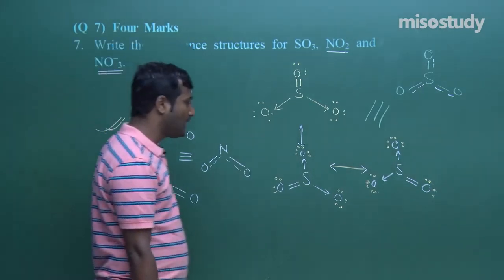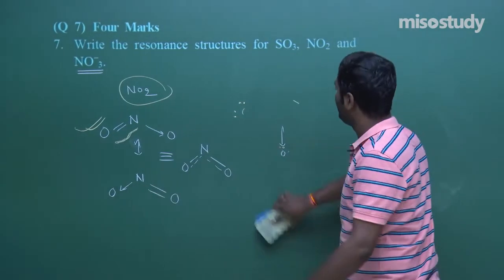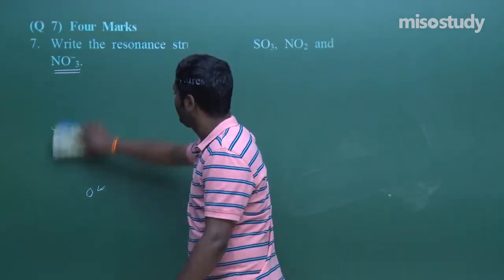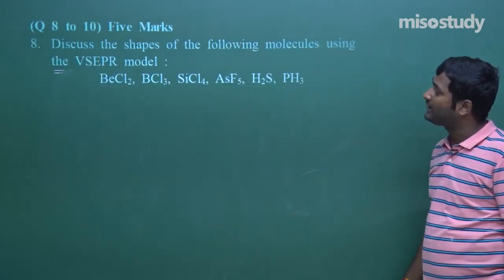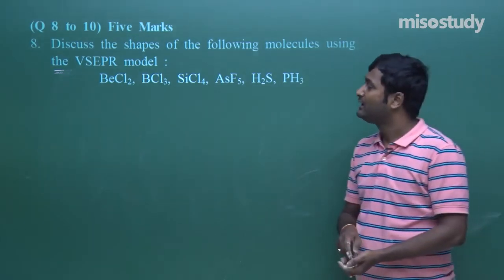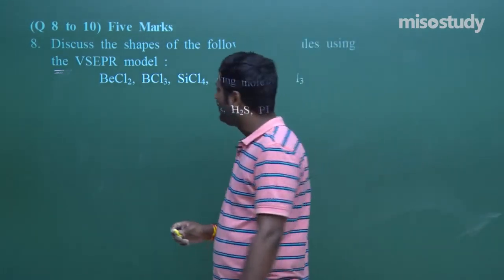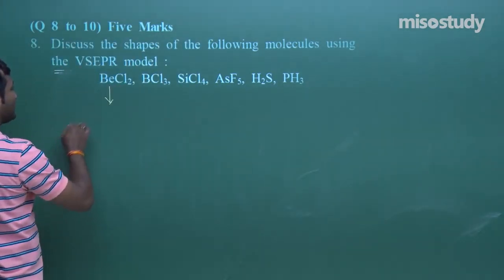So let's move to the next one. Next question. What is given here? Wait for a moment. The next question, my friend, look at it. Discuss the shape of the following molecule using VSEPR model. Clear? Now, as we know how to find it, remember this. Again, I have discussed this thing.